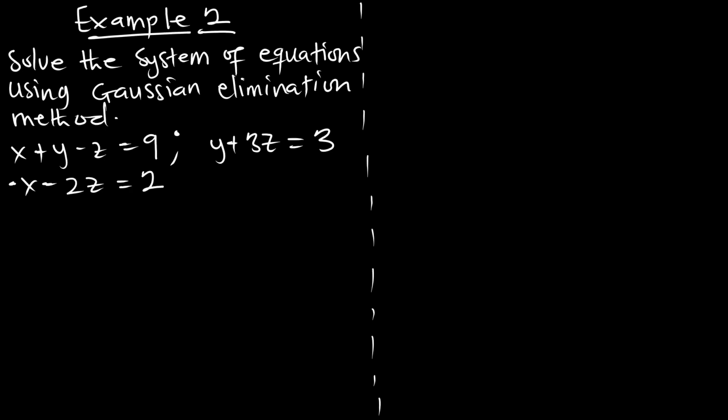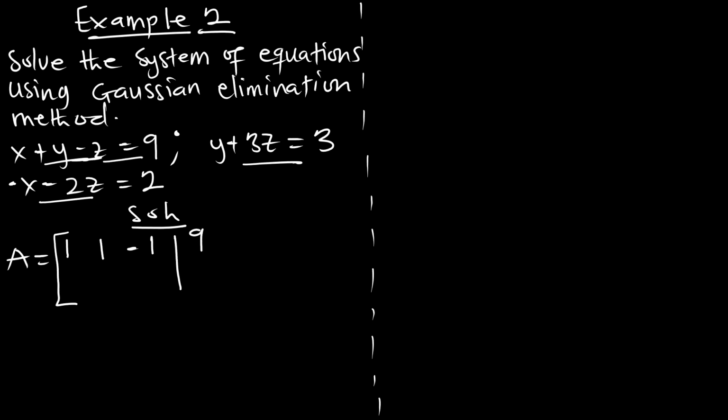Now, the question says, solve the system of equations using Gaussian elimination method. So we have equation 1, equation 2, and equation 3. Straightforward, you are going to write your matrix from the equation. I'll call it A. So my matrix from equation 1, my x part is 1 and my y is also 1. The z is negative 1 and that is equal to 9.